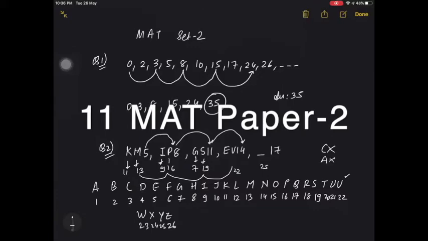Next, 11, then 9, then 7, then 5, and then 3 will come. So Y will come over here. Now 3 is given to C. So C by 17. So D is the correct answer. Now let's go to question number 3.